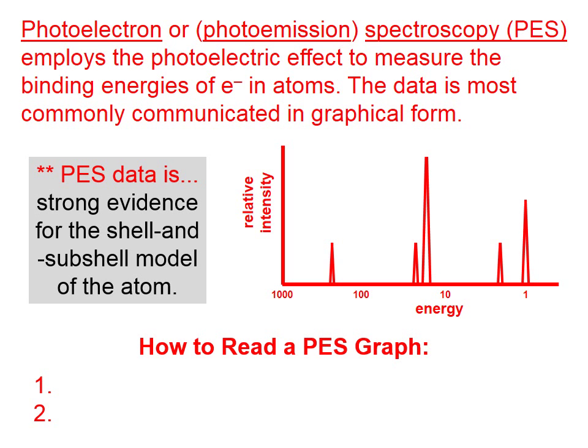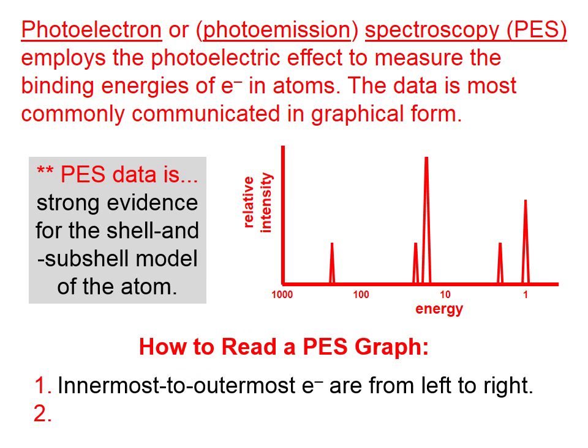So, how do we read one of these graphs? Well, firstly, innermost to outermost electrons are from left to right. So on the left here we have the electrons that are closest to the nucleus, and as we go to the right, those electrons are further from the nucleus. You can see that typically the energy scale, which is on the horizontal axis, is almost in reverse numerical order. That is, the larger numbers are on the left, the smaller numbers are on the right, and typically this is more like a logarithmic scale rather than a linear scale.